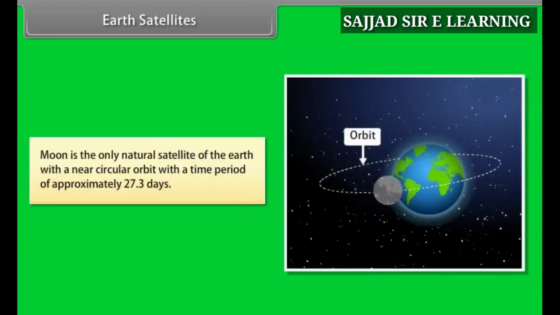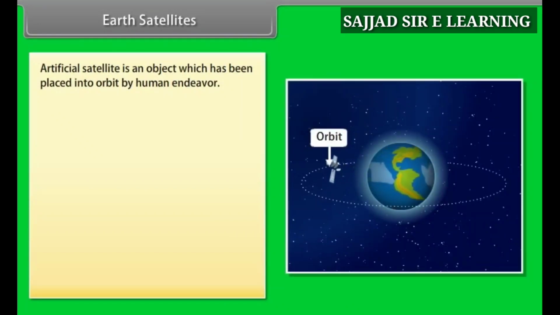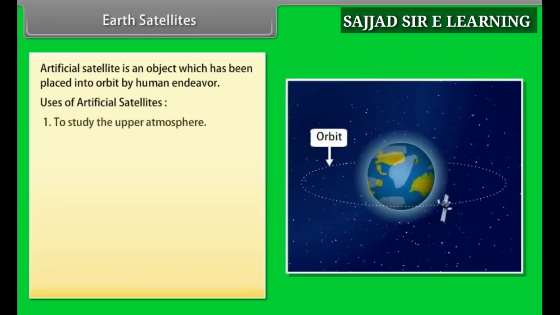Moon is the only natural satellite of the Earth with a near circular orbit with a time period of approximately 27.3 days. Artificial satellite is an object which has been placed into the orbit by human endeavor. Uses of artificial satellites are: Number 1.